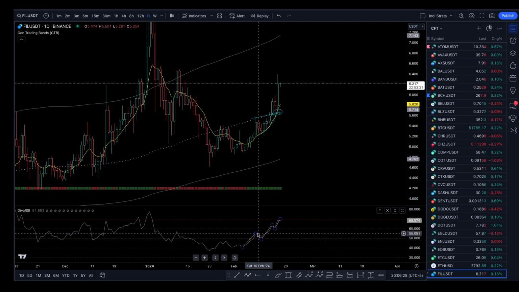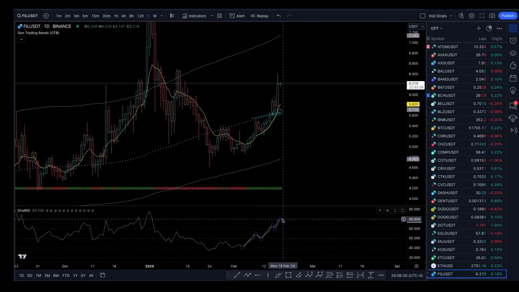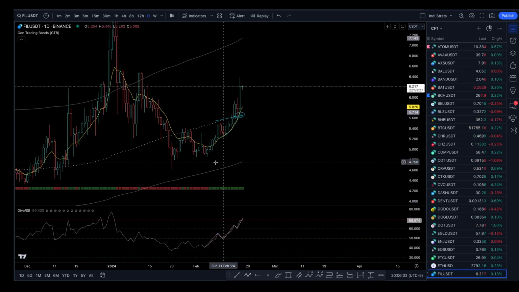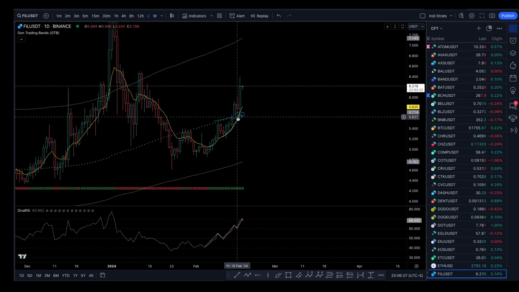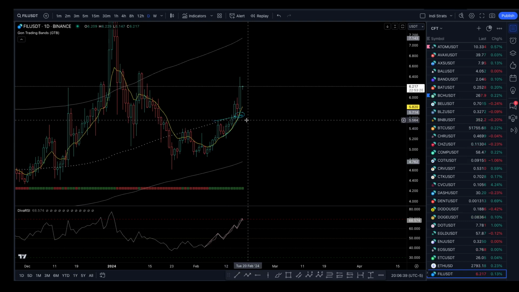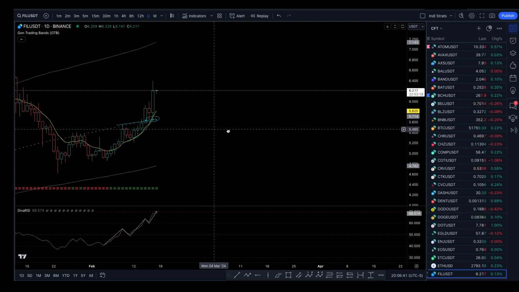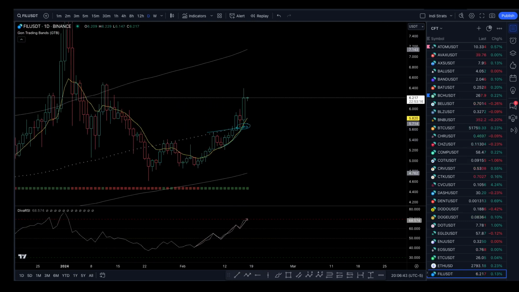So I see that the DivaRSI is in a favorable trend, while price is pushing towards the resistance band. So what happens in the price if we take it together with the DivaRSI?